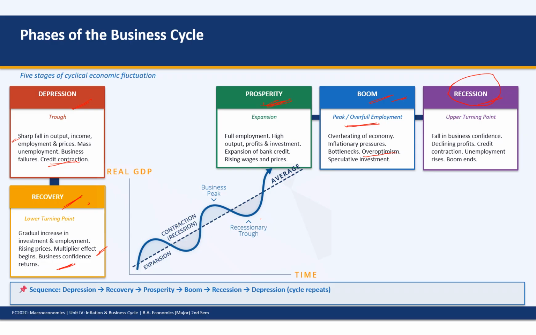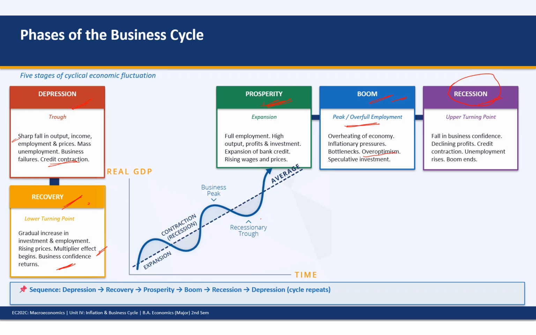So the full sequence of the cycle is: there is a depression, then recovery, then prosperity, then boom, then recession, and again depression. The sequence repeats itself again and again.